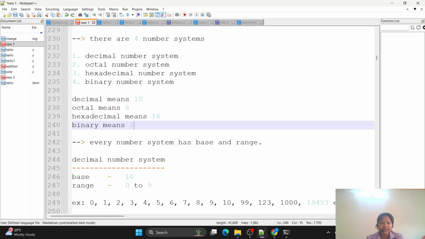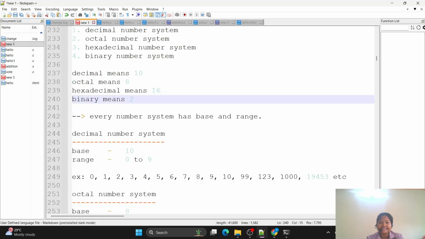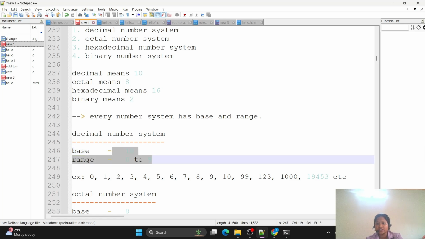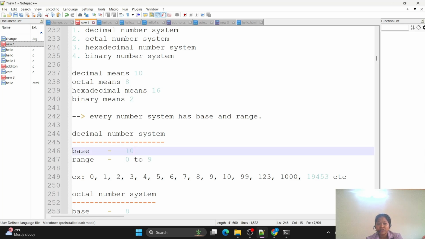For decimal number system, the base is 10 and the range is 0 to 9, like less than 1 from the base. The range starts from 0 and would be less than 1 from the base. As we are considering the base as 10, the range would be 0 to 9. So 0, 1, 2, 3, 4, 5, 6, 7, 8, 9.